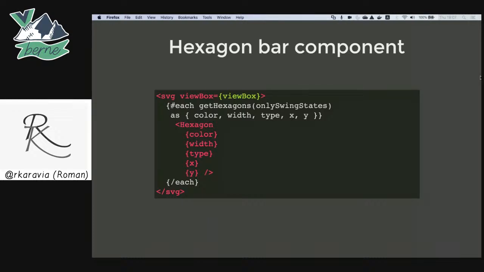What I would especially like to mention here is that in this template language, I'm just using this each directive that loops over this array. And if this variable only swing states changes its value, it will automatically update, or it will call again this get hexagons function. It will get a different result, and then the hexagons will be redrawn the way they are supposed to be.